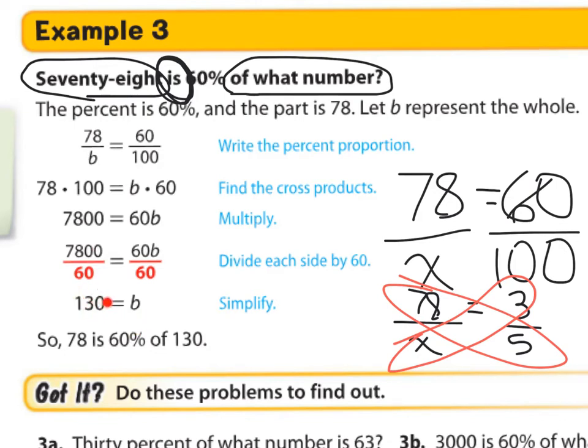What does 30 mean? Well, 30 is what the number is out of. So 78 out of 130 is 60%. You can see that there. So 78 is 60% of 130.